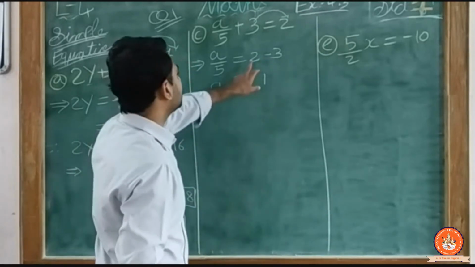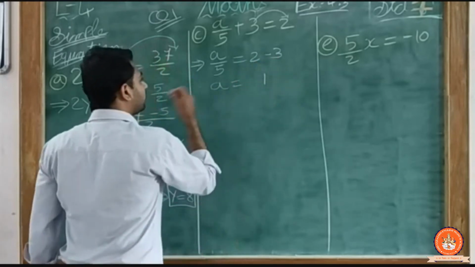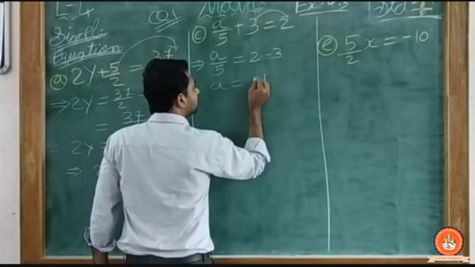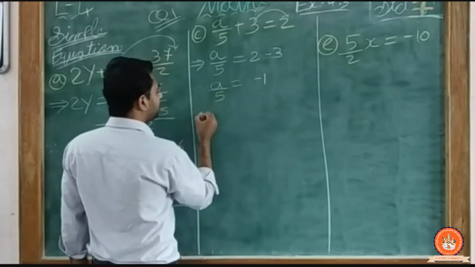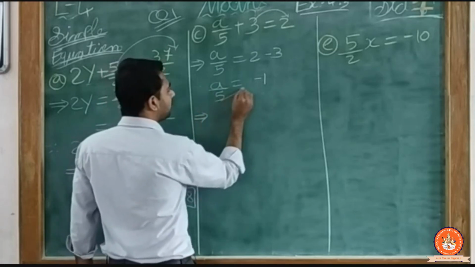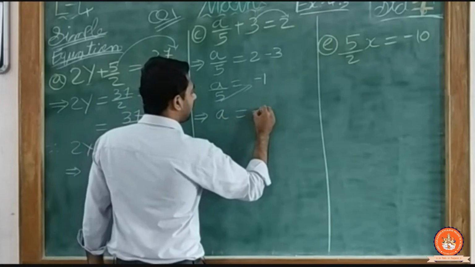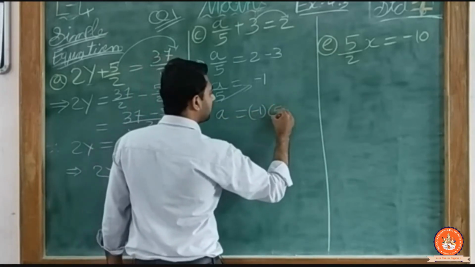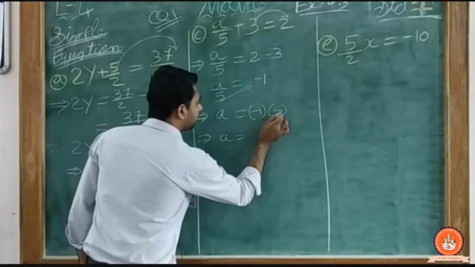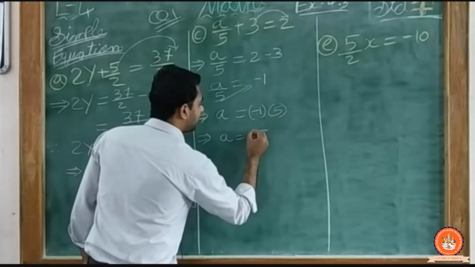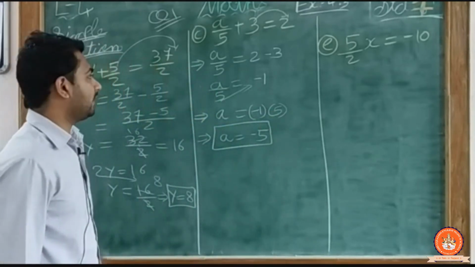And which number is bigger, 2 or 3? 3 is bigger. So the sign of the bigger number I will write here. Minus 3, that means minus 1. Now there is a 5. That implies this 5 will go on the other side, the right side. So a is equal to minus 1 multiplied by 5. That means my answer is 1 5 is 5 and minus sign. That means a is equal to minus 5.